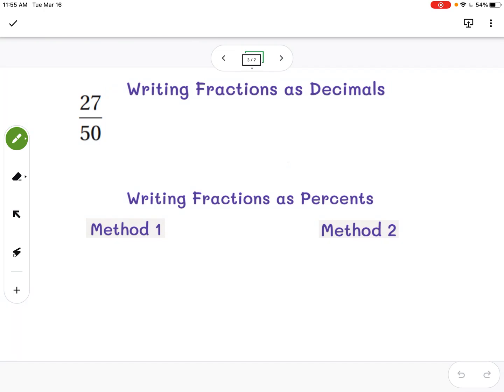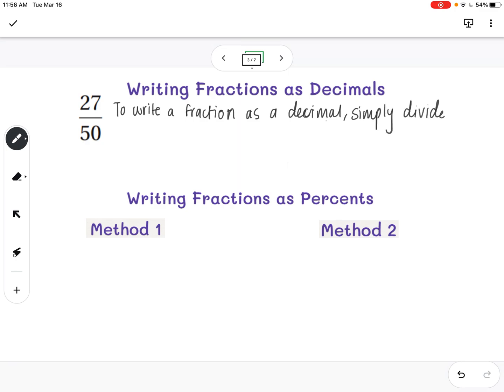Moving on. Writing fractions as decimals. So this is really simple as well. So all you do to write a fraction as a decimal, simply divide. Remember, dividing will give us the unit rate, and that is all we have to do.